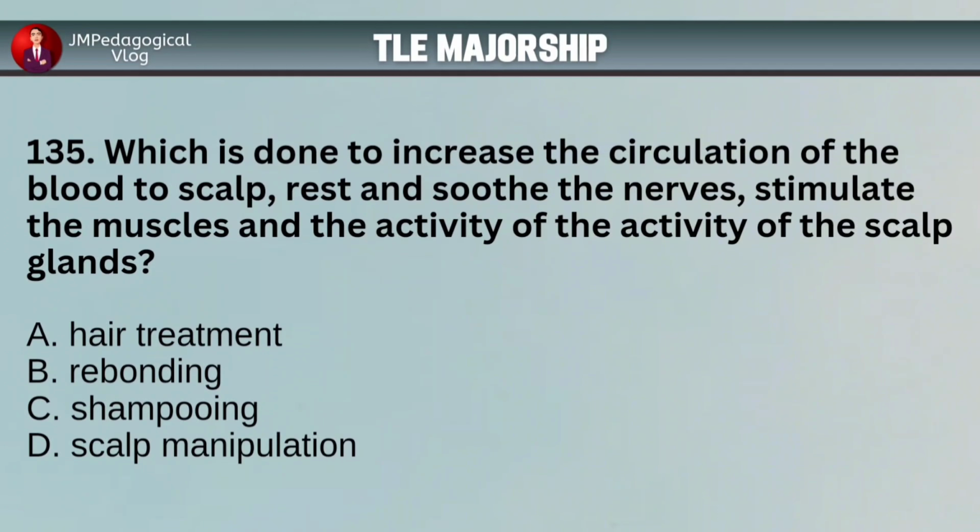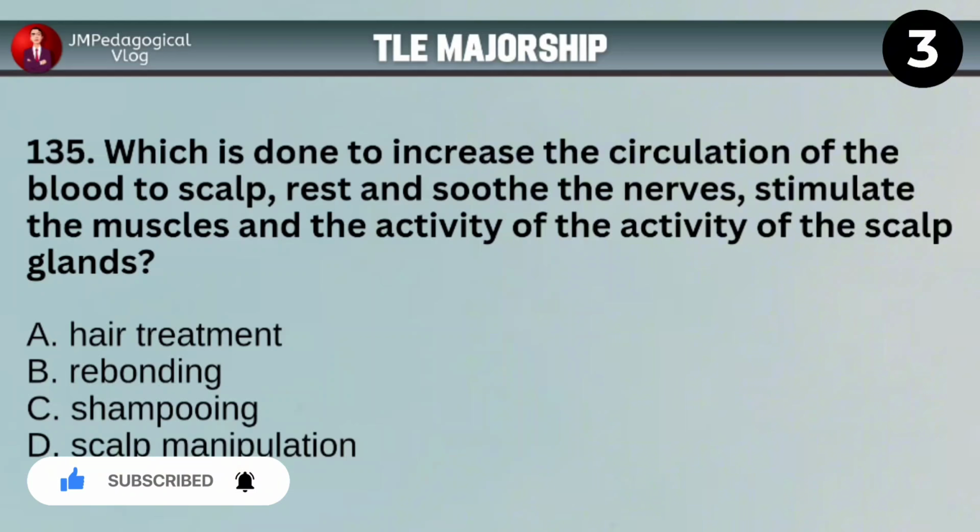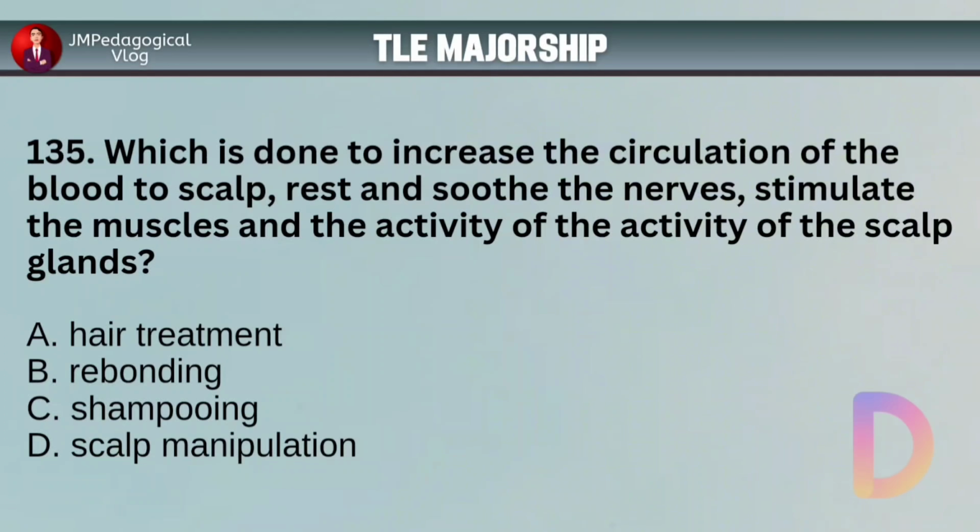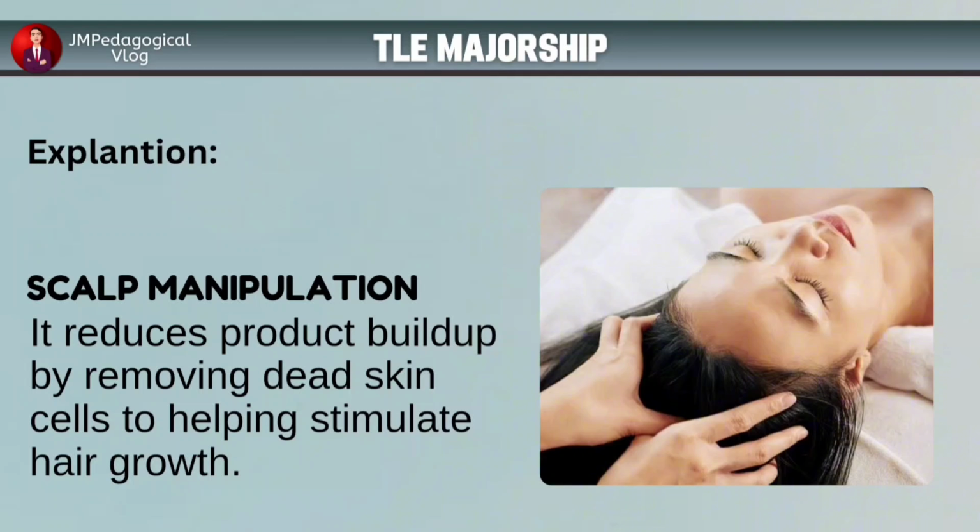135. Which is done to increase the circulation of the blood to the scalp, rest and soothe the nerves, stimulate the muscles and the activity of the scalp glands. A. Hair treatment. B. Rebonding. C. Shampooing. D. Scalp manipulation. D. Scalp manipulation. Explanation. Scalp manipulation reduces product buildup by removing dead skin cells to help stimulate hair growth. While promoting blood circulation, a regular scalp massage routine boosts your hair's natural beauty by supporting the health of your scalp and hair.